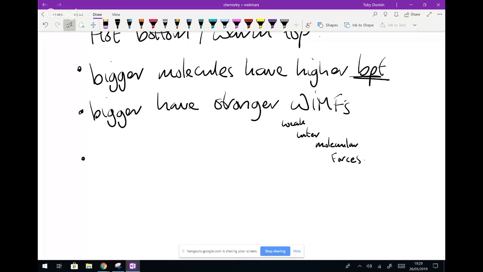So bigger molecules, sorry, I've missed a word. Bigger molecules have stronger weak intermolecular forces. Bigger molecules condense lower in tower.